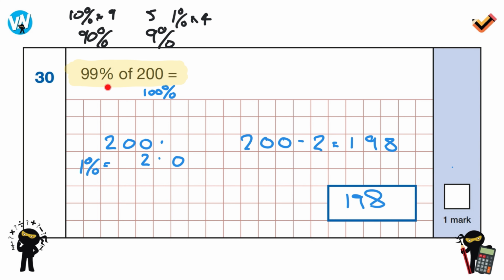Whereas with this, if you just go, 99%, that's just 1% less. I'll find 1%. Very quickly, that's 2. I can take 2 away in my head. There's the answer. You've probably done it in 10 seconds. So look out for these 99% or 98%, because if it's 99%, you're just going to find 1% and take it away. If it's 98%, it's just 2% that you need to take away. So you would find 1% and double it, and then you would take that away. So very simple, but this is where the versatility of both strategies comes in.